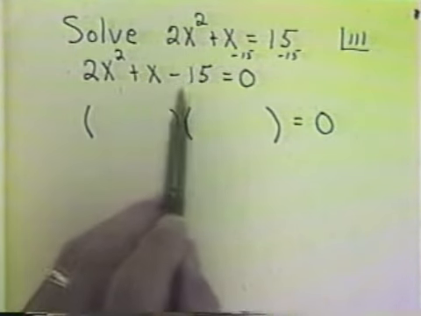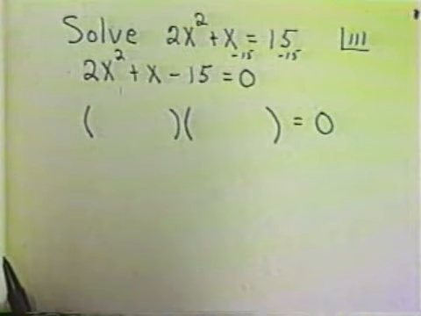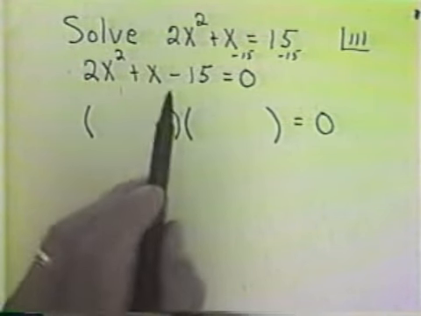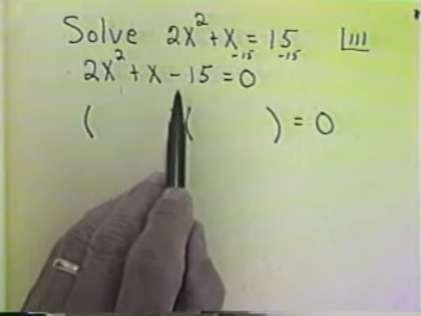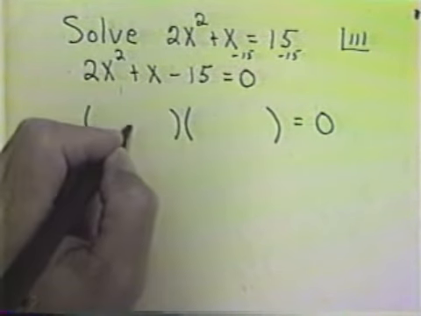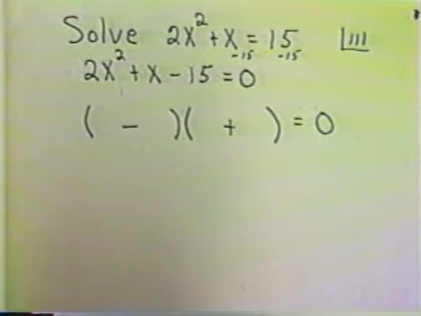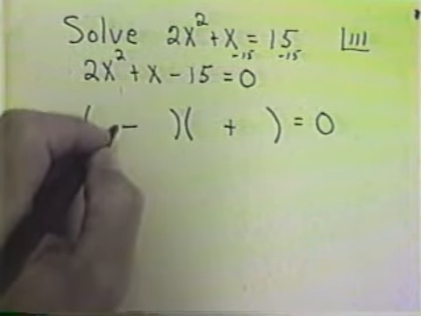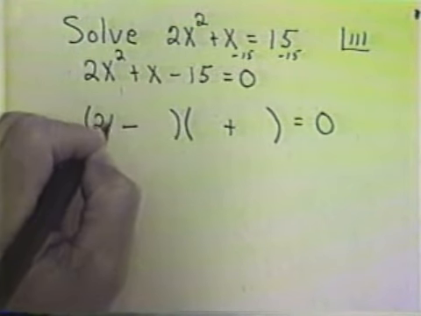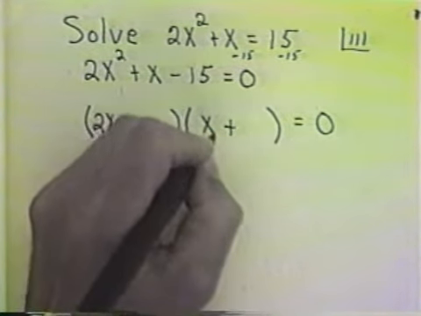Now, in order to factor the left member, I need to use guess and check factoring. This negative sign tells me that I'm going to have different signs. So I'm going to put down a minus and a plus. Now, I don't know if that is the order, but I'm going to put it down. Now, the 2x squared. The only way to get 2x squared is 2x times x.